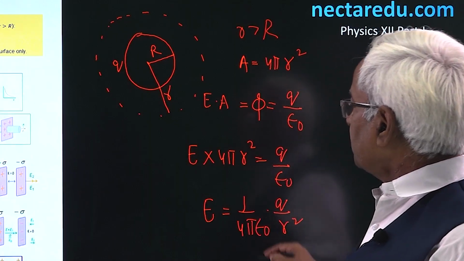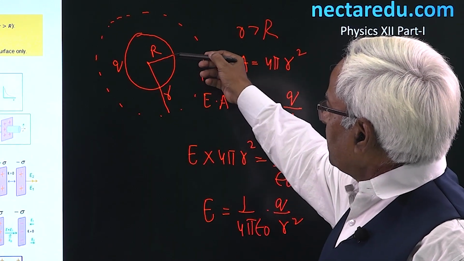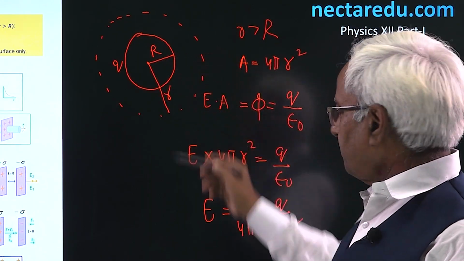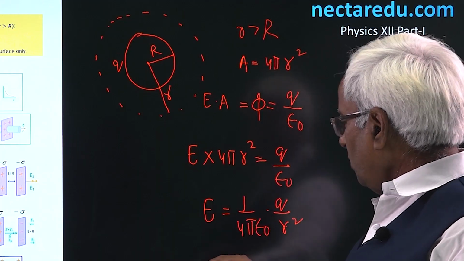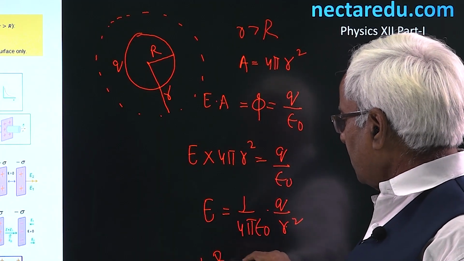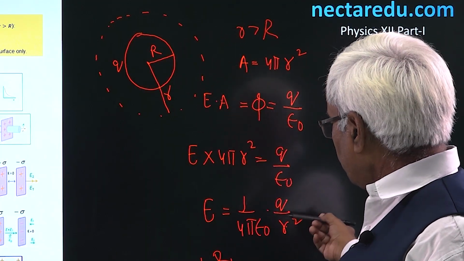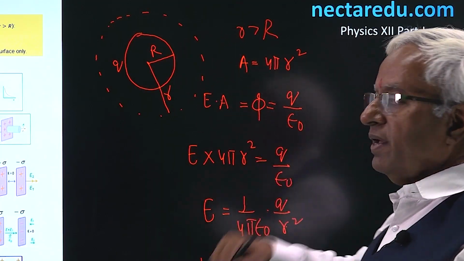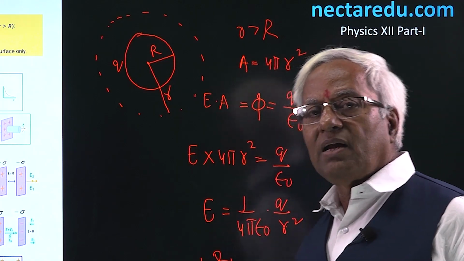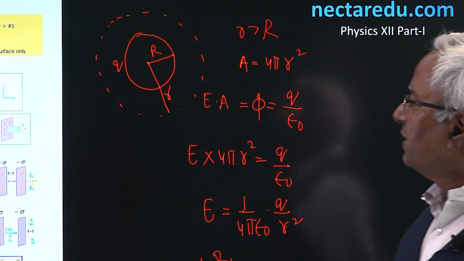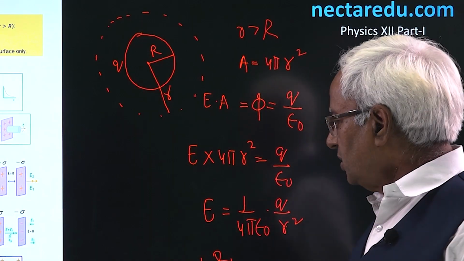But if you consider this surface just near it, in place of a small r, you will replace it by capital R, and the surface will be having the electric field given by Q upon capital R square. So, Gaussian theorem is helpful in finding the electric field because of the charged sphere.